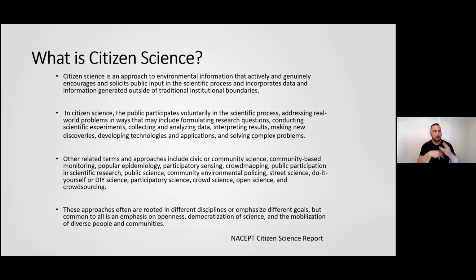And so if you go back to the community engagement continuum that I showed you, remember I talked about community-based participatory research and also talked about community-driven research. Citizen science would probably fall in more like the community involvement space, if you want to try to fit it into that continuum.